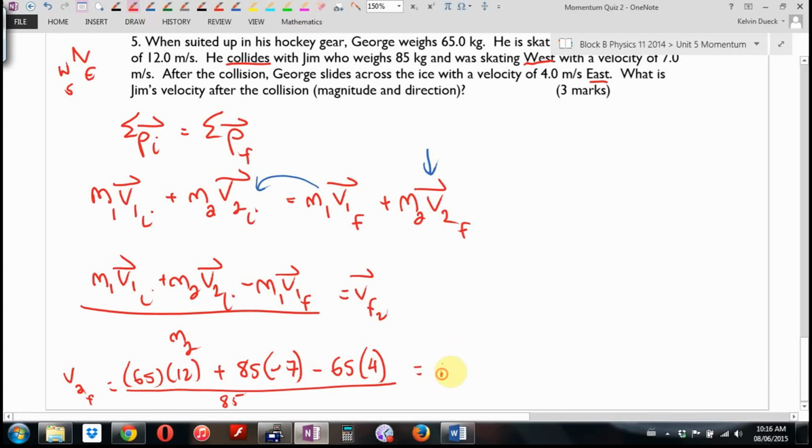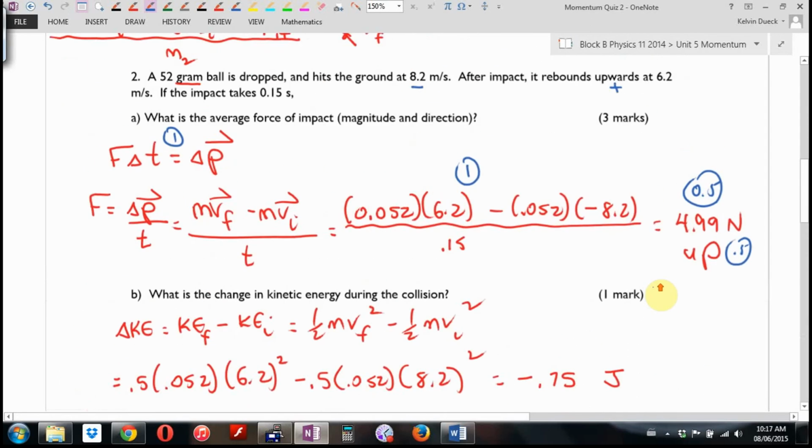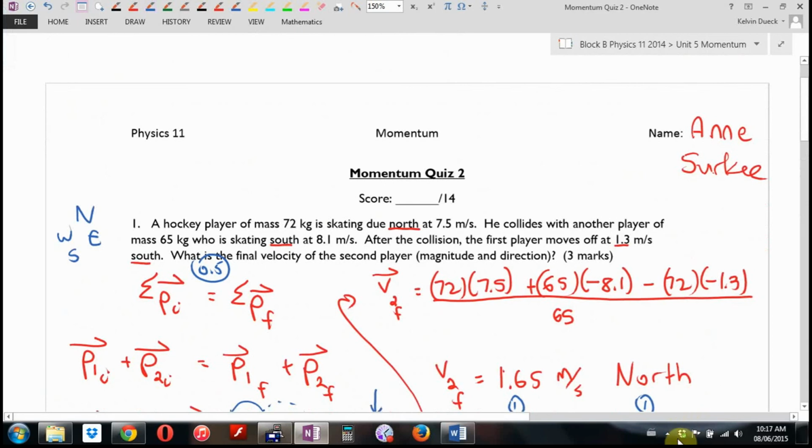So I'm going to write this, 0.88 meters per second. What's the negative telling me? Direction, which way? West. Or you could say negative 0.88 meters per second, I guess, but let's put a direction in there. West. And I would probably go half mark for that, half mark for that, half mark for the magnitude, and a half mark for the direction. Can you give yourself a lovely score, please, out of, count 'em, 14?